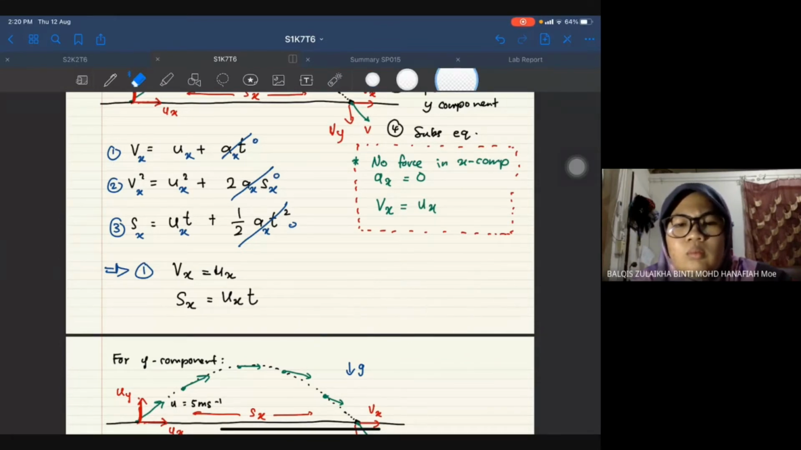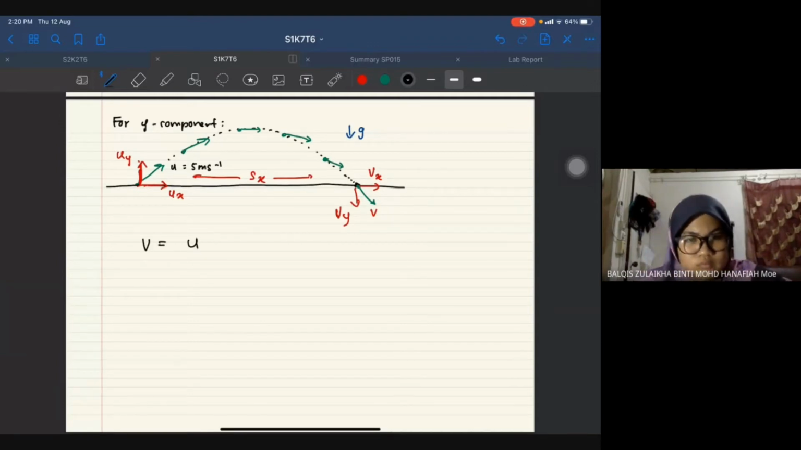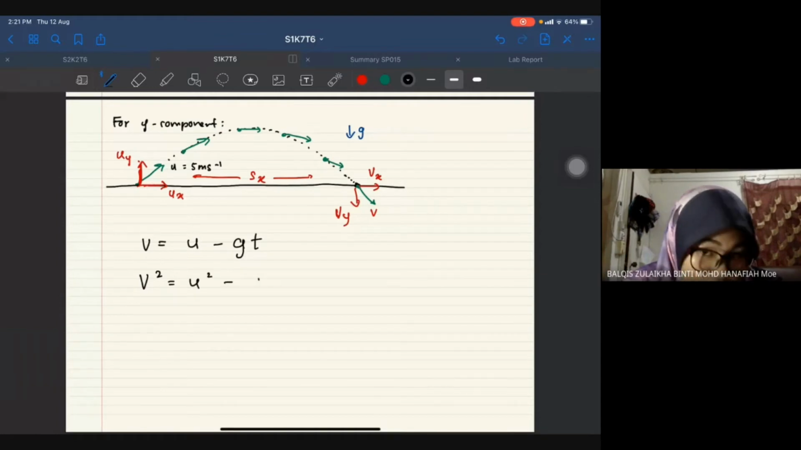Okay. Saya padam this one. So kalau X component is like that, kalau Y component you can treat it like a free fall. Okay, in fact yesterday tu kita boleh letak Y punya formula. Contohnya formula semalam kan kita ada V equals to U minus GT, and then we have V square equals to U square minus 2GS, and then we have S equals to UT minus half GT squared.